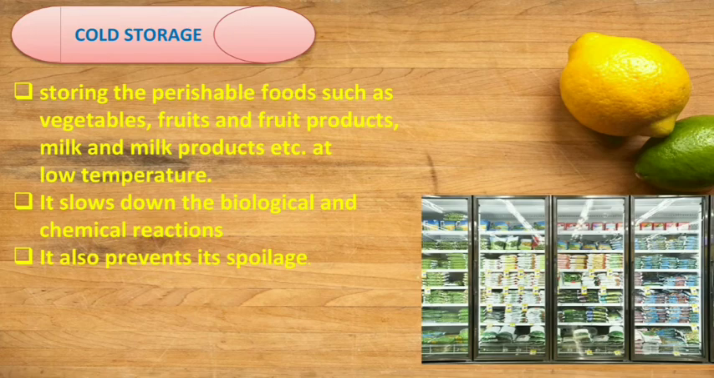Refrigeration and freezing temperatures are related to microorganism activity. Most food spoilage microorganisms can grow rapidly at temperatures above 10 degrees Celsius, but some grow at temperatures below 0 degrees Celsius. Preserving the food product at low temperature slows down the biological and chemical reactions and prevents its spoilage.